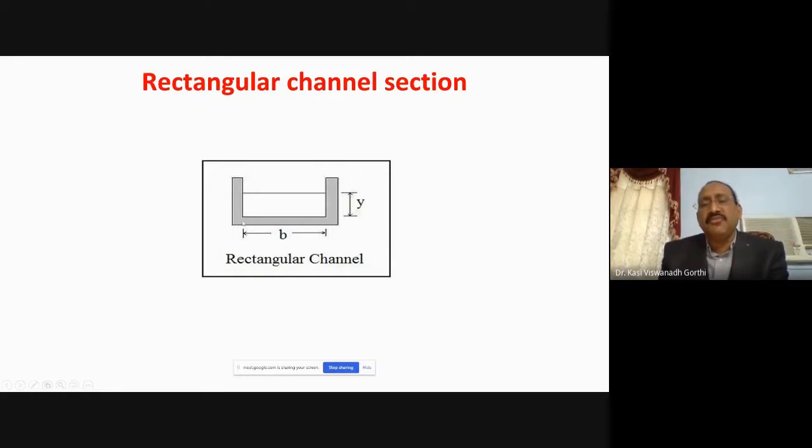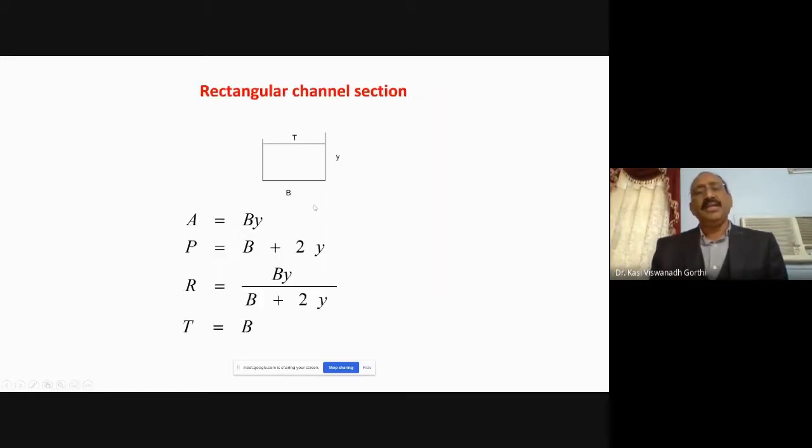In contact with the flow in this channel, if you see, starting from this point, the depth of flow Y, the bed width B, and the depth of flow Y. So Y plus B plus Y is the wetted perimeter. So B plus 2Y is the wetted perimeter for this. So for a rectangular channel section, A, wetted area, is B into Y; P, the wetted perimeter, is B plus 2Y.